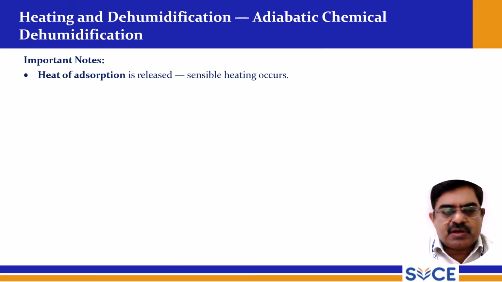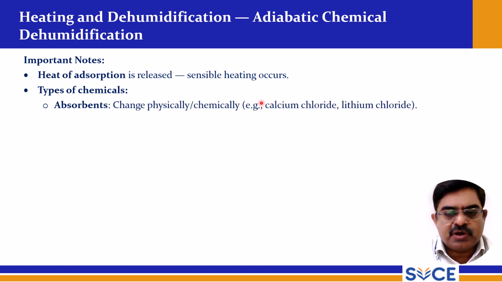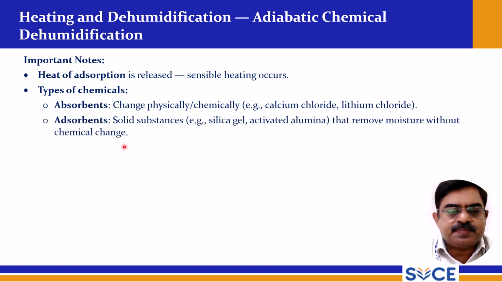The heat of absorption is released, so sensible heating occurs. The types of chemicals used here: absorbents normally change physically and chemically, such as calcium chloride and lithium chloride. Adsorbents are solid substances, like silica gel and activated alumina, that remove moisture without chemical change. So adsorbents are also used.